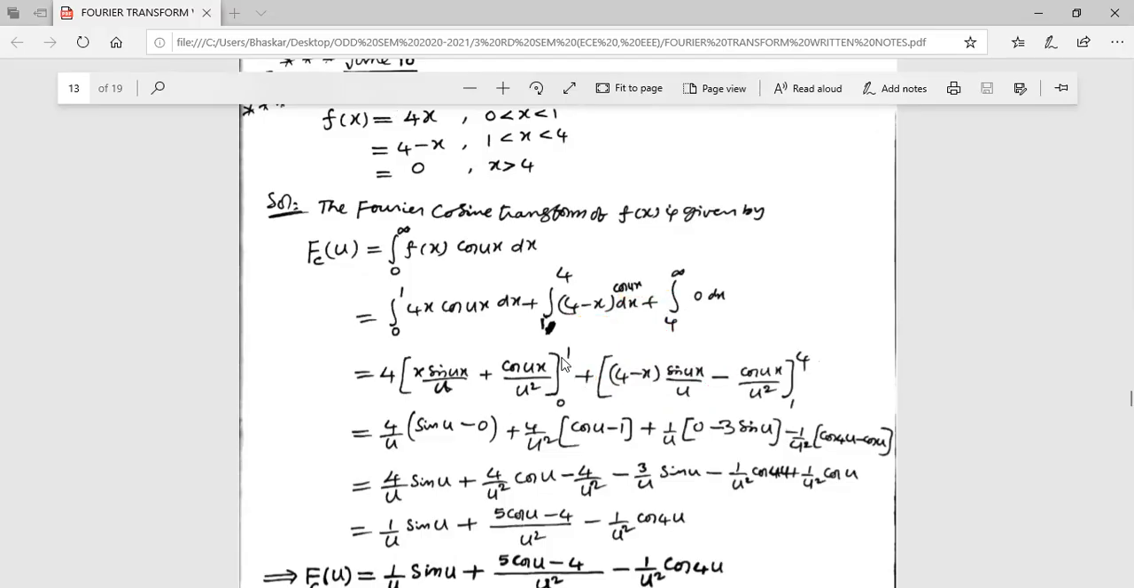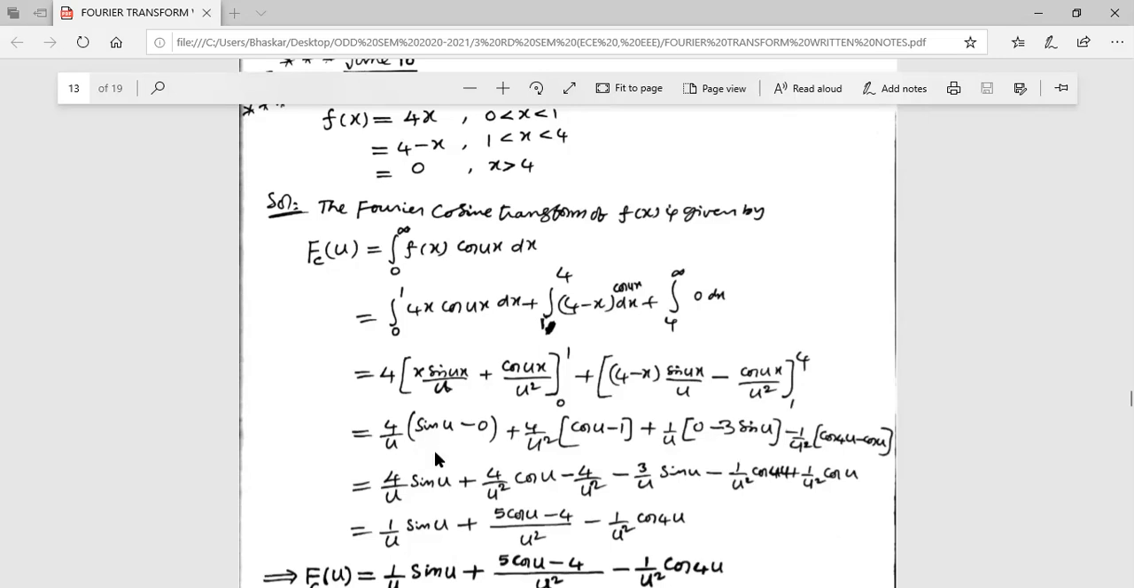So this is a very easy concept. These are already known. For the first term, x equals 1. If you substitute x equals 0, sine 0 becomes 0. Now here this becomes 4 by u square, and this becomes cos u minus cos 0, which is 1. Plus 1 by u, we subtract the limits. Upper limit 4 minus 4 becomes 0. Lower limit 4 minus 1 becomes 3, minus 1 by u square of cos 4u minus cos u.